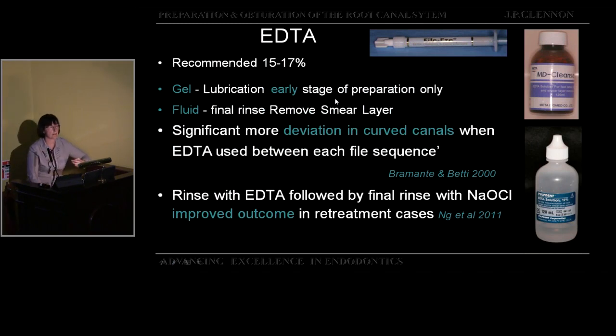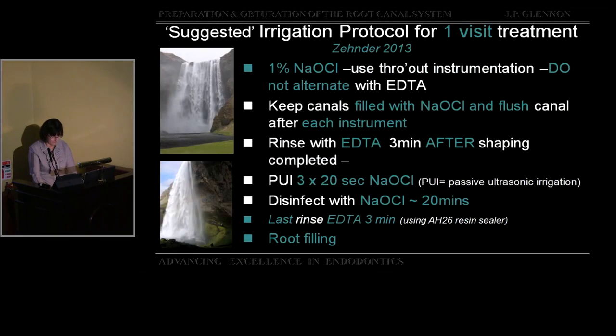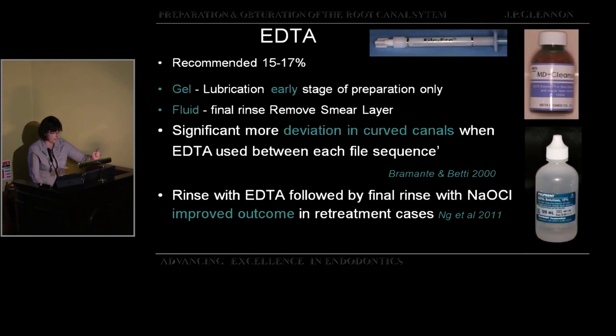There's a role for ethylenediaminetetraacetic acid, EDTA. You can use it as a lubricant in the early stages, and only at that point is it used, just for initial negotiation. And you use it then in a liquid form to rinse out at the end of treatment. It was traditional to use the gel right through your treatment. The problem is it creates deviation in curved canals. This research from the Eastman, interestingly, found that if you rinsed with EDTA followed by sodium hypochlorite, you got an improved outcome in retreatment cases.